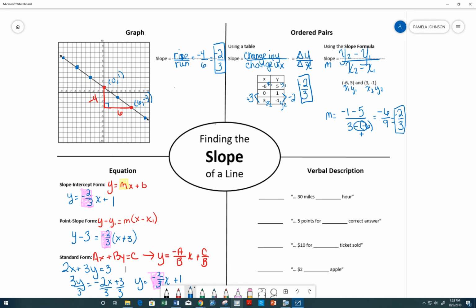So as I said, we have done standard form to slope intercept form. So we've solved for y. We can find our slope once we solve for y.